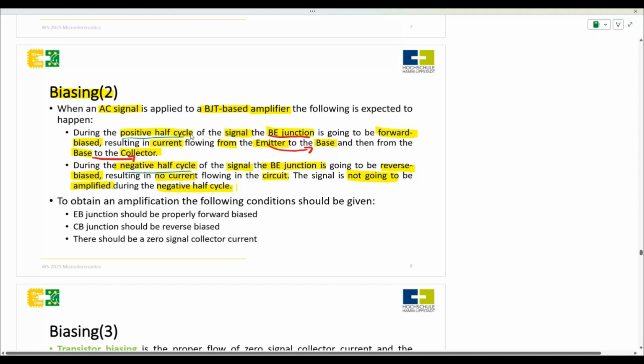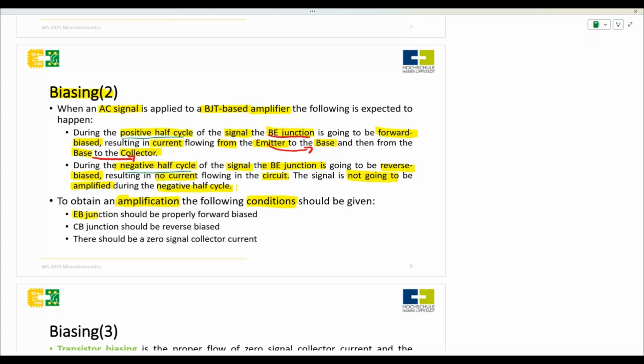So now we will be talking about how to obtain an amplification. In order to have an amplification, you must have the following conditions. So, what are those conditions?